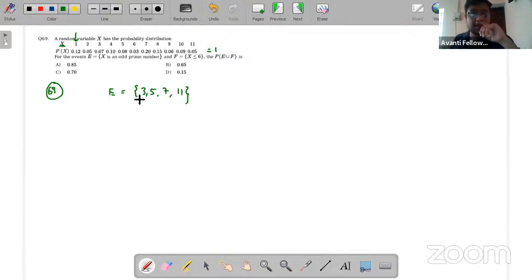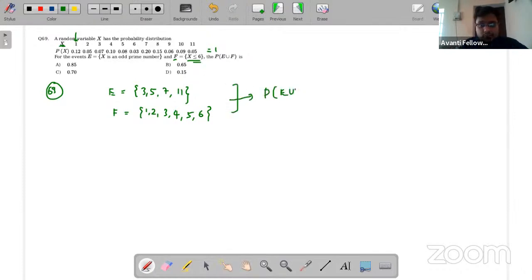Okay, so we have to find what is asked, and F is also given. So F is what? X is less than or equal to 6, means x can be 1, 2, 3, 4, 5 and 6 also, because the equal sign is there. Now we have to find P(E union F). That means we take all the points which are in E as well as in F.